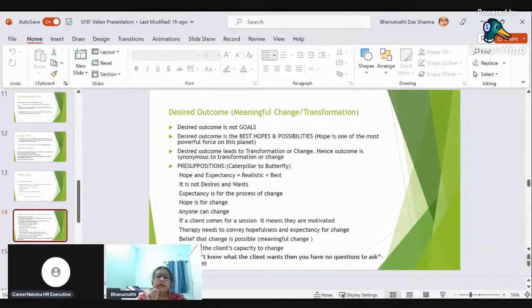Okay, desired outcome is the best hopes and possibilities. Hope is one of the most powerful forces on this planet, which I had already showed you. Desired outcome leads to transformation or change.